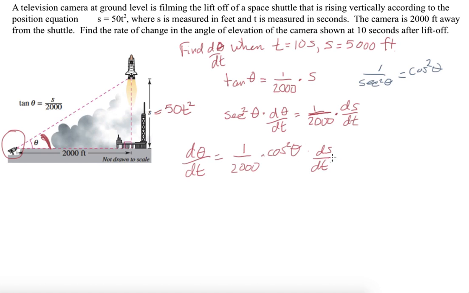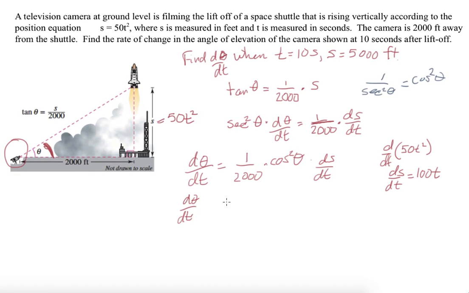The question now is, what is ds dt? Well, ds dt is how the position changes with respect to time, and that's given from taking the derivative of the position function, which is 50t squared. And so ds dt is equal to 100t. And so d theta dt equals 1 over 2,000 cosine squared theta times 100t.